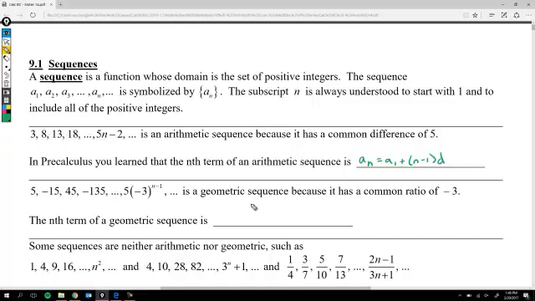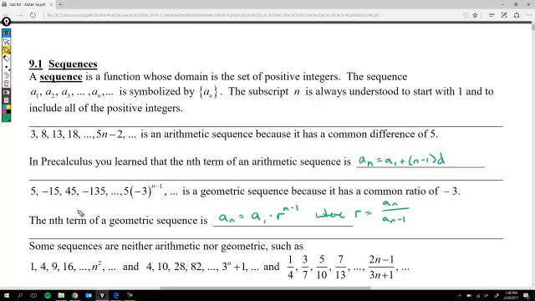A geometric sequence is similar, except instead of adding a common difference, you're multiplying by a common ratio. And so the nth term of a geometric sequence is going to be your first term times your common ratio to the n minus 1 power. Okay, and the way that you find your common ratio is you just divide two of your terms.